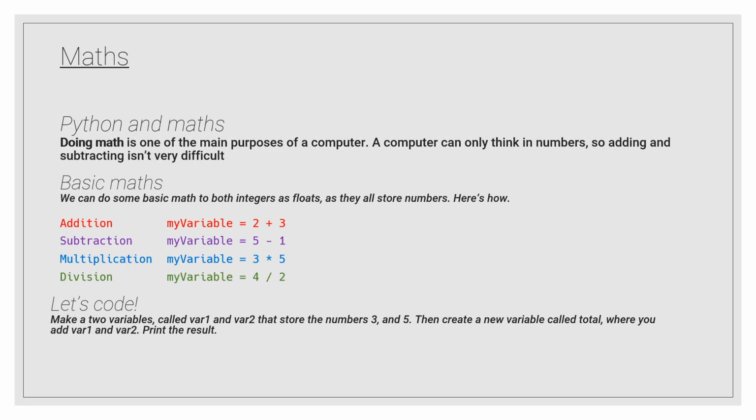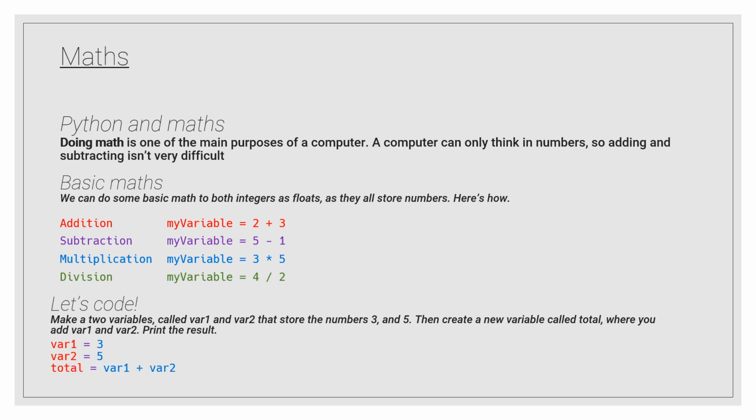You've unpaused the video, so let's look at the code. First, we make var1, and we tell the computer that whenever it thinks of var1, it should think of 3. Then we do the same with var2. Whenever the computer thinks of var2, it thinks of 5.